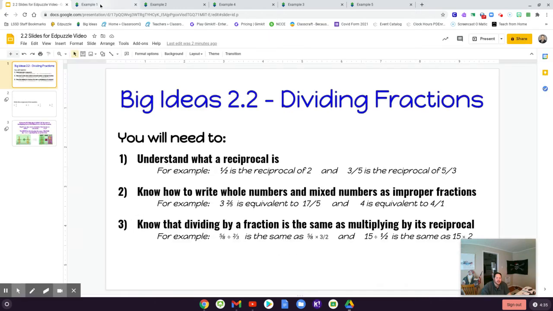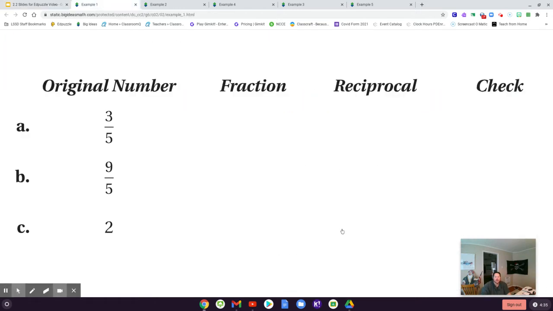So we'll go to this little example-y slide right here. If our original number is 3/5, the reciprocal of that, you take the 3/5 and you flip it over. It's 5/3. That's what a reciprocal is. Easy. A reciprocal and its fraction, when you multiply them, it gives you 1. So that's another way to check. If you do 3/5 times 5/3, the answer is 1 because it's 15/15.